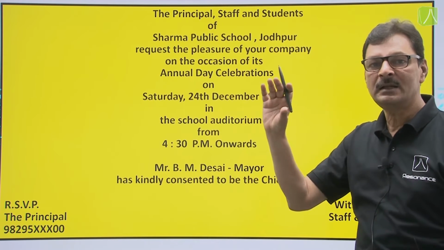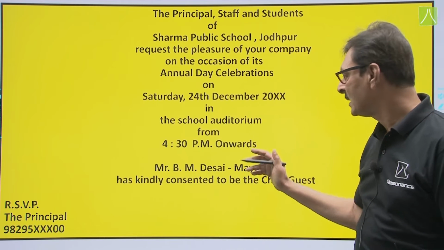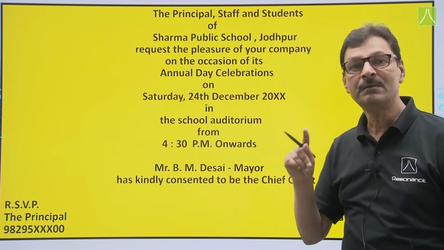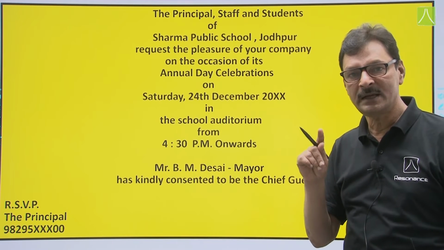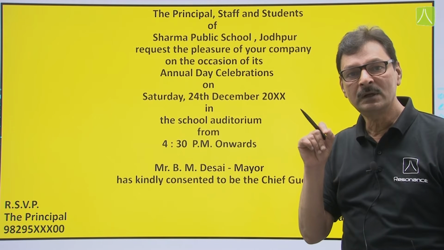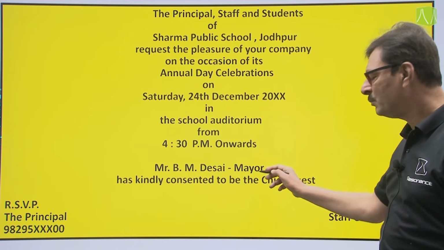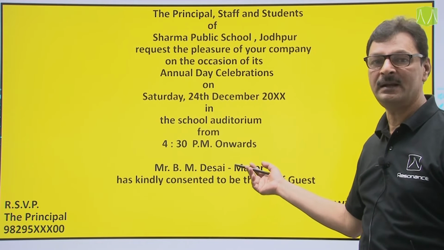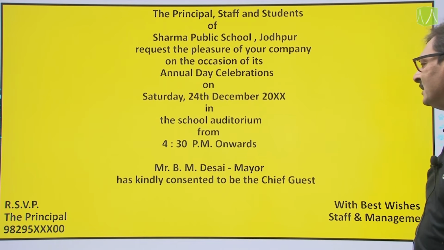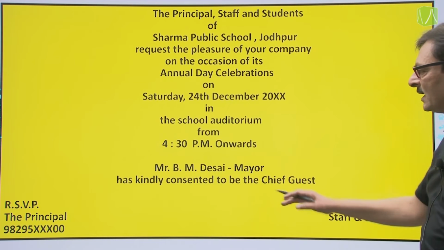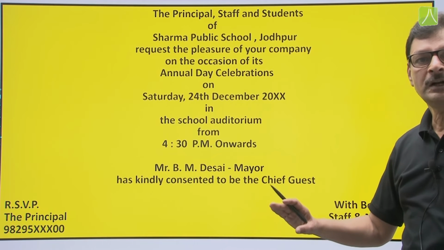एक लाइन है, 2 लाइन के अंदर उसको क्लस्टर मत कर देना. When you have written this, after this leave at least 1 line. एक लाइन छोड़ के put up the name of the chief guest. Mr. B.M. Shah. Put up a designation. Mayor has kindly consented to be the chief guest. After this, leave 1 or 2 lines.